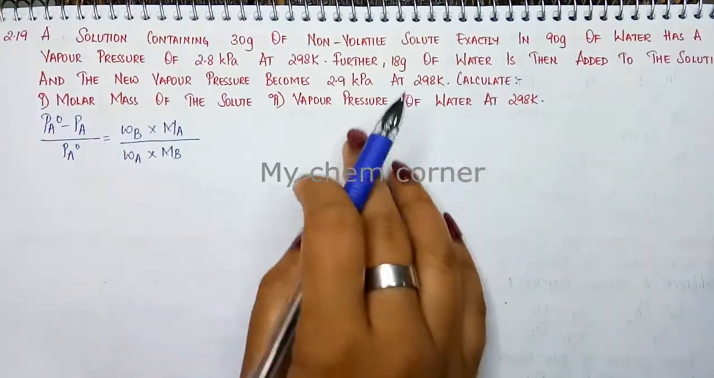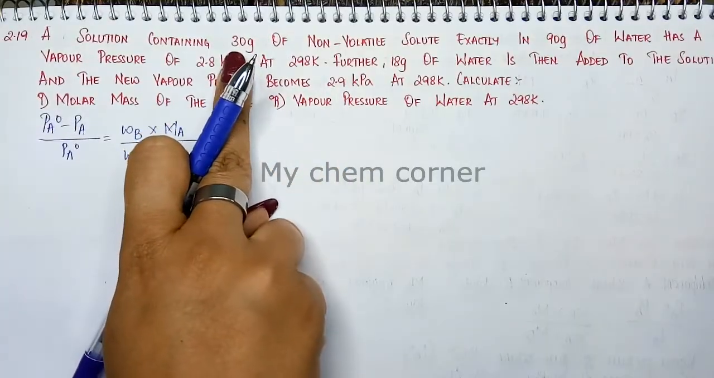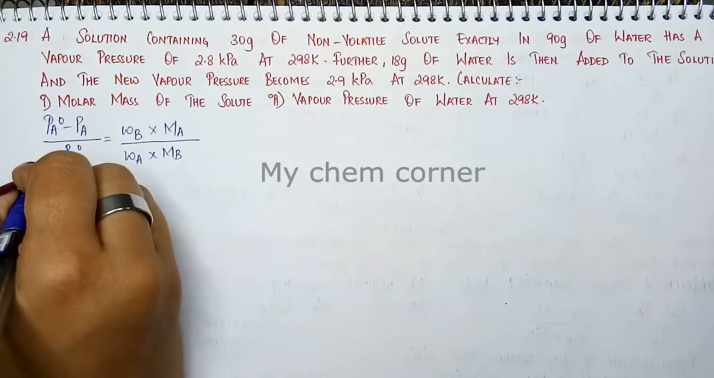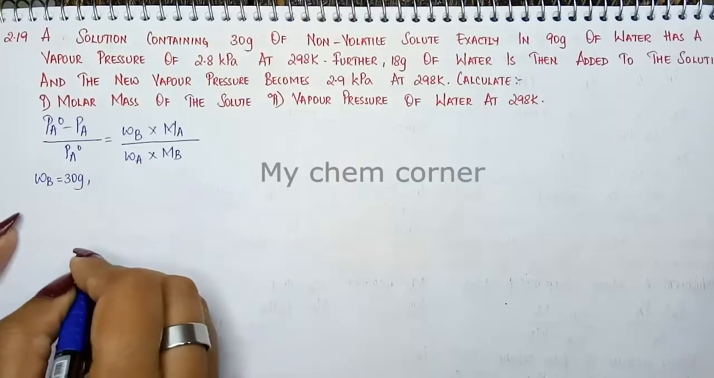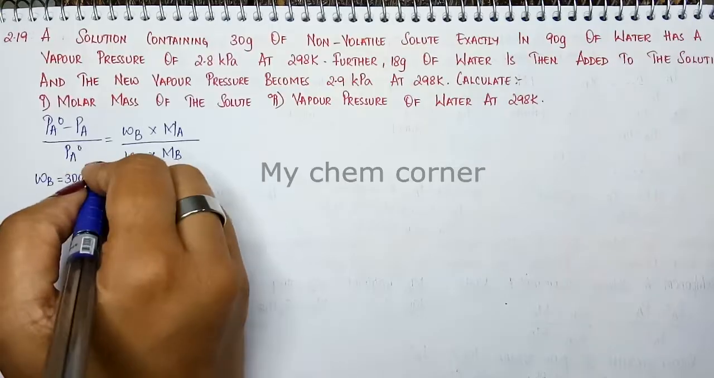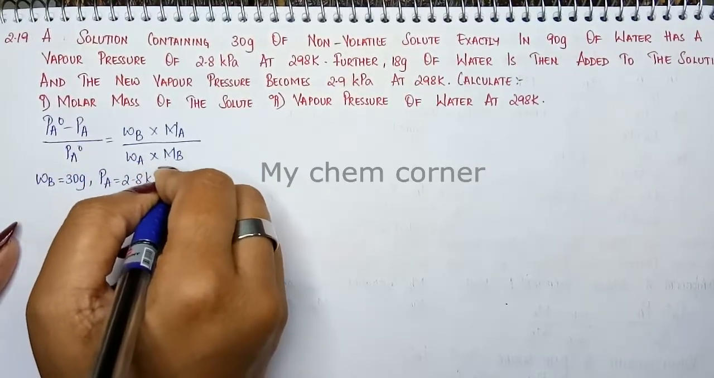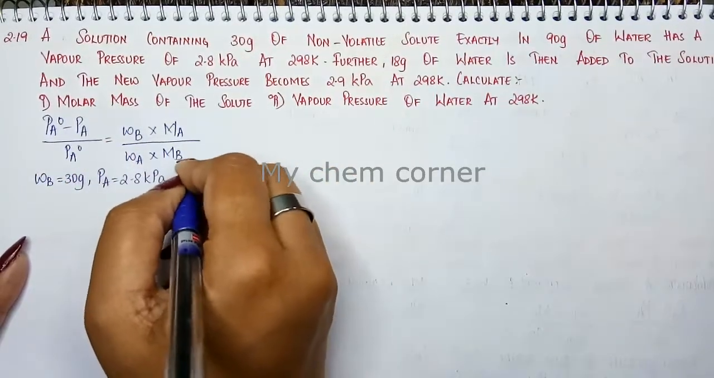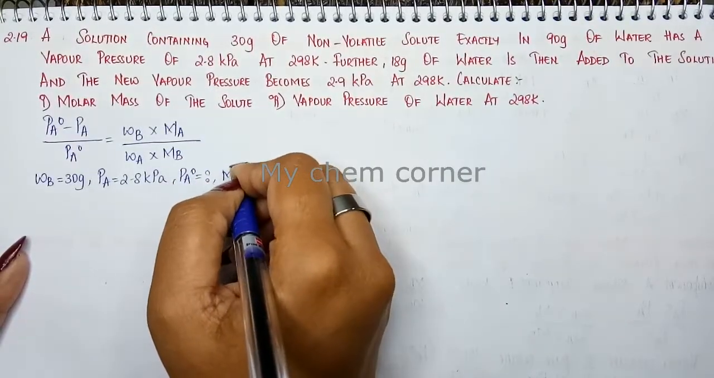Now let's take the first scenario. In the first scenario, here 30 grams of a non-volatile solute is given, that is a weight. So for that we are going to write WB is equal to 30 grams. Then for this one the respective pressure is 2.8 kilopascal. So PA is equal to 2.8 kilopascal. From this you need to calculate what is PA naught and what is MB.